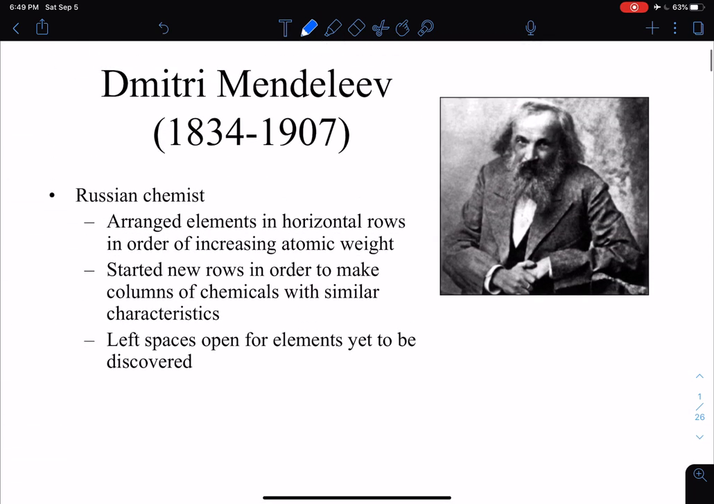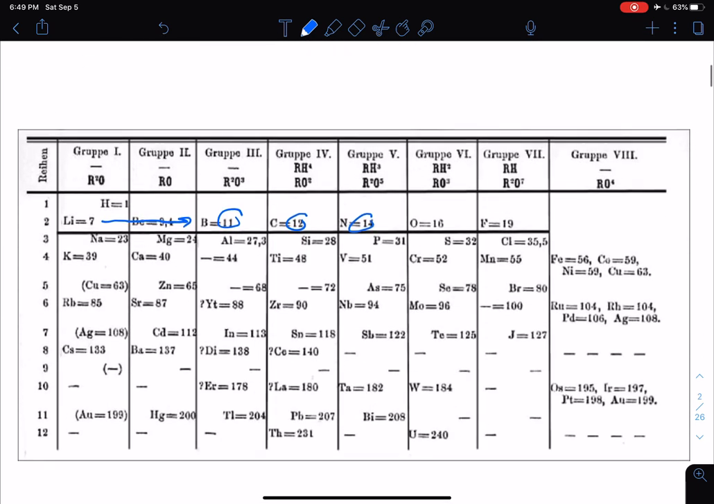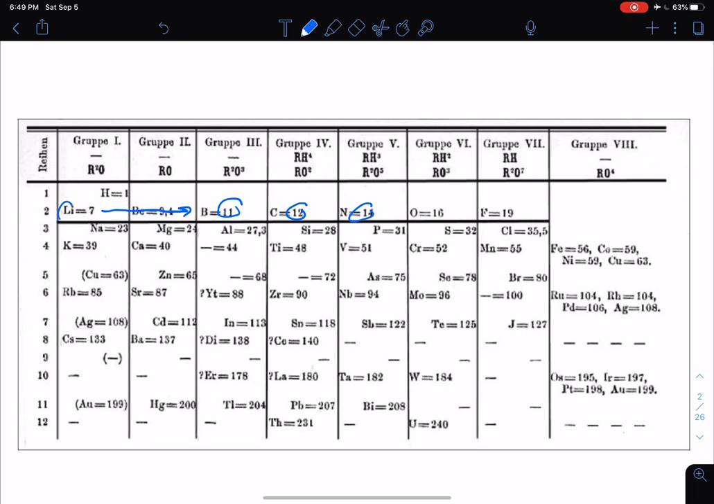And he would start a new row whenever he noticed that he needed to put an element under another one because they had similar characteristics. And you can see here we've got lithium, sodium, and potassium in the same group right there, and they do indeed have similar physical and chemical characteristics, and we'll talk about these characteristics a little bit later in the lecture.